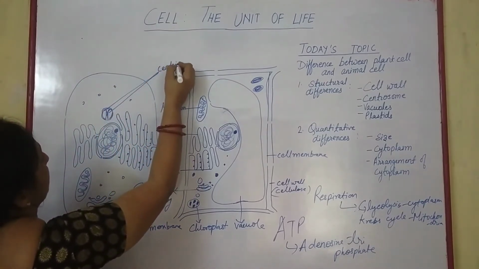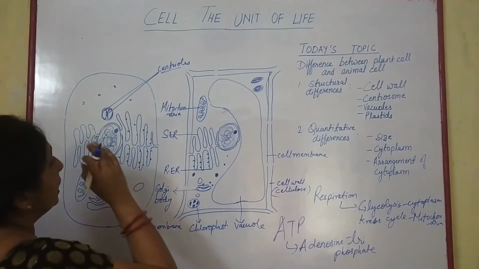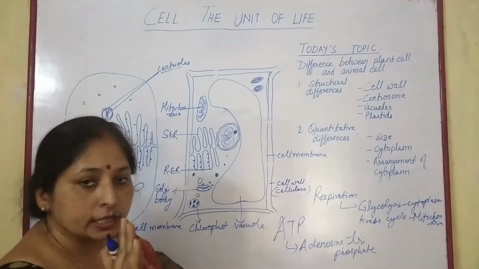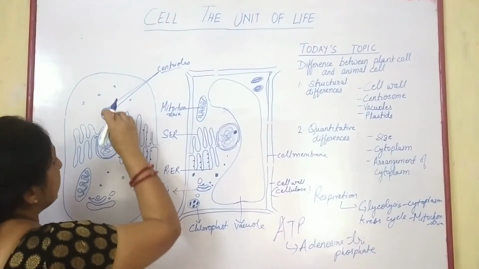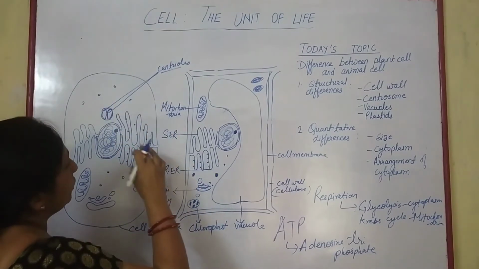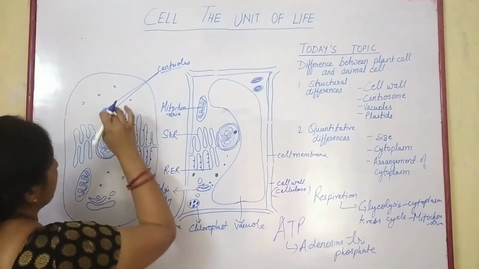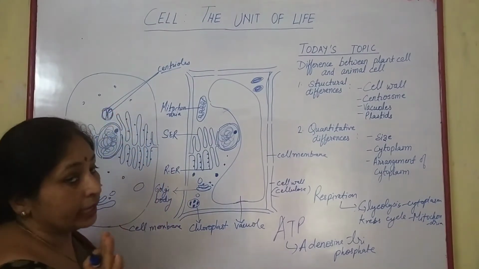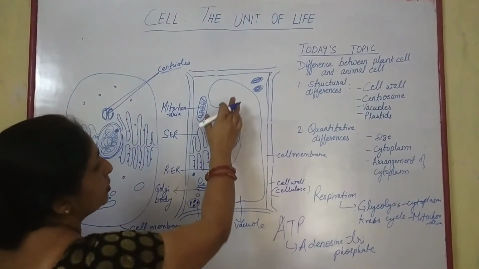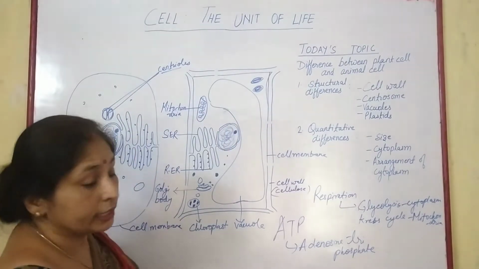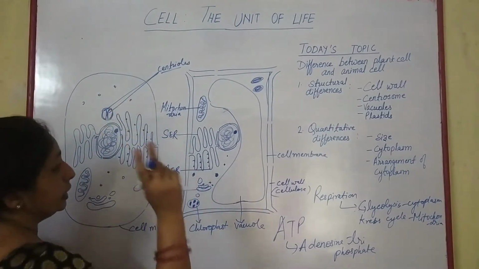Centrioles are packed together to form the centrosome during cell division. When the cell division process takes place, these centrioles start moving apart to the opposite poles of the cell. So the role of the centriole is at the time of cell division. These centrioles or centrosomes are absent in the plant cell. So the second major difference is the presence of the centrosome.